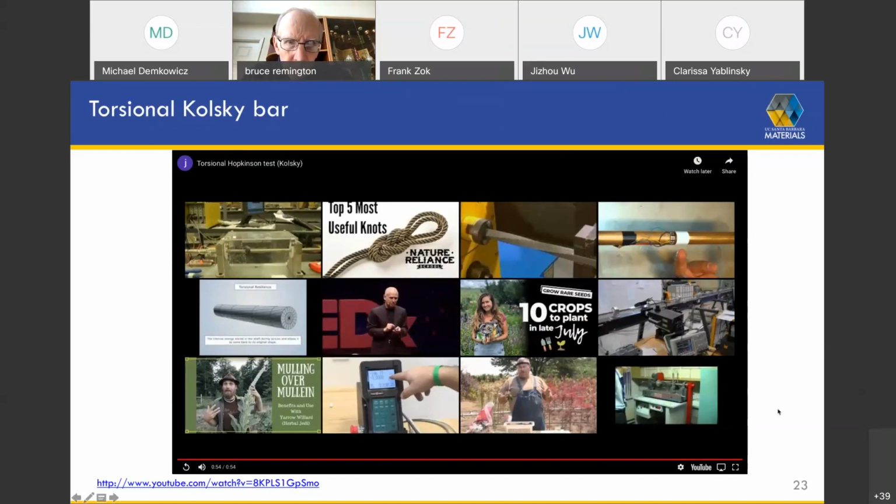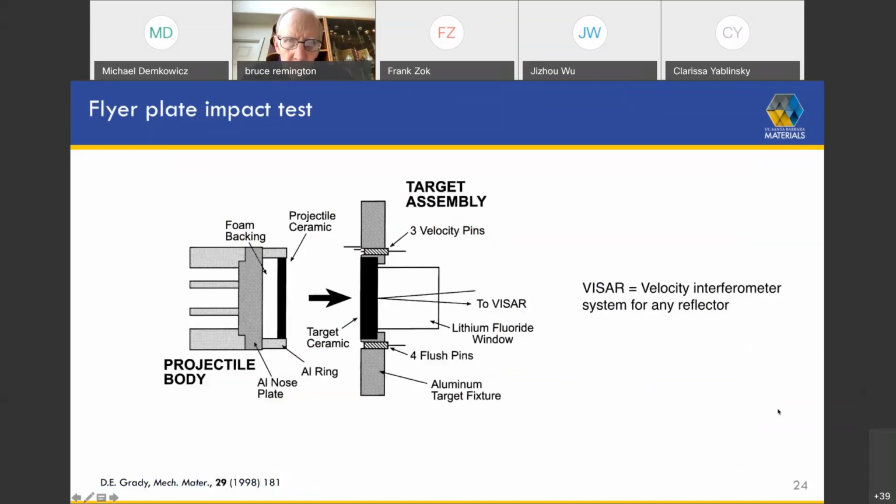Okay? All right. Flyer impact tests. So as I said before, this is analogous to the Kolsky bar test, where you launch a sabot with a projectile material here and a target material here, and you ideally want to measure the velocities on the back face using this VISAR system. It's the velocity interferometer system for any reflector. This was developed by Lynn Barker and others back in the 70s, and it's really transformed the use of these kinds of tests.